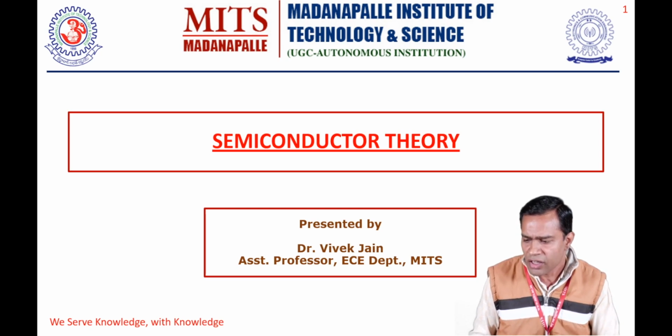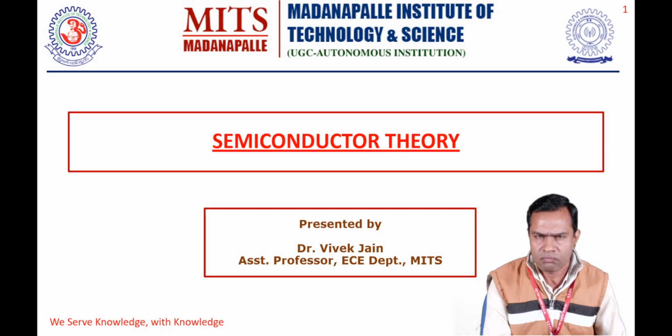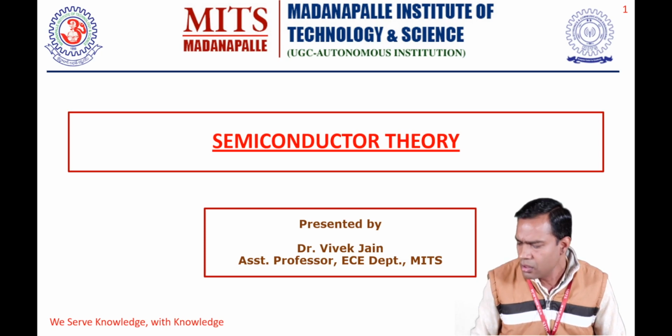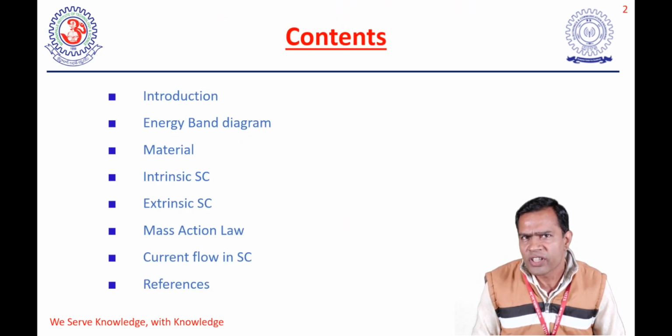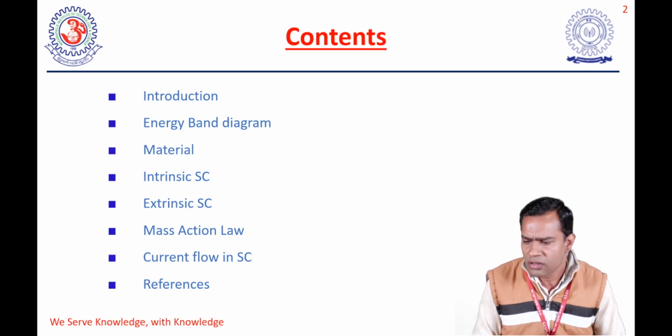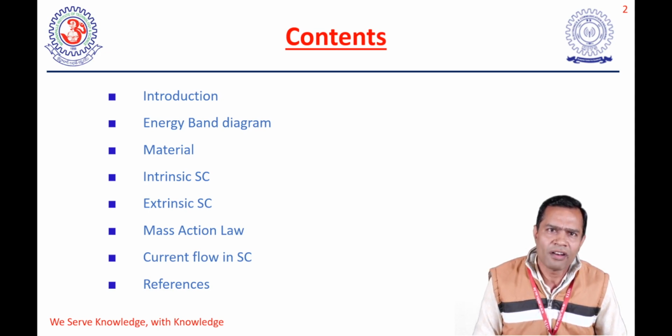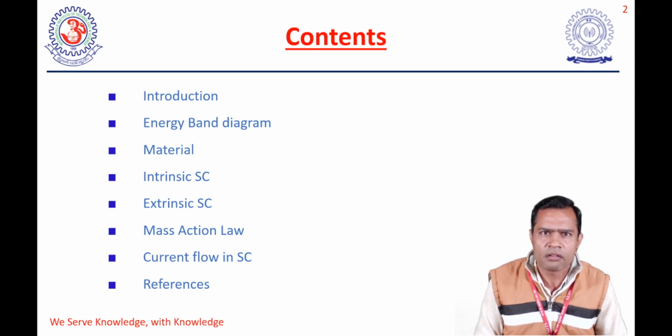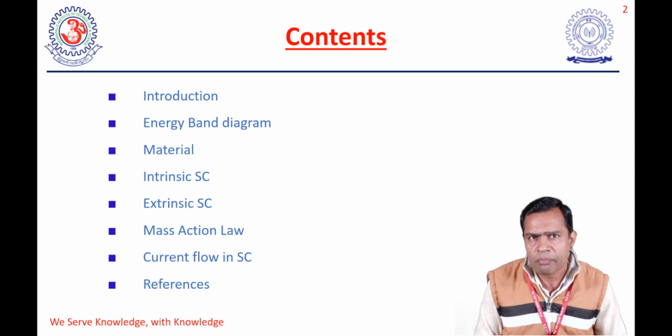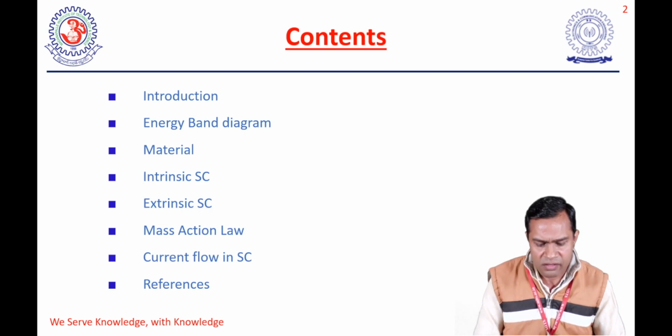Here my presentation topic is semiconductor theory under the area of electronics, and the flow of presentation includes these important points: introduction, energy band diagram, material, intrinsic semiconductor, extrinsic semiconductor, mass action law is very important, and this one is very important, current flow. So we will discuss current are two types: one is drift current and one is diffusion current flow in semiconductor, and references.